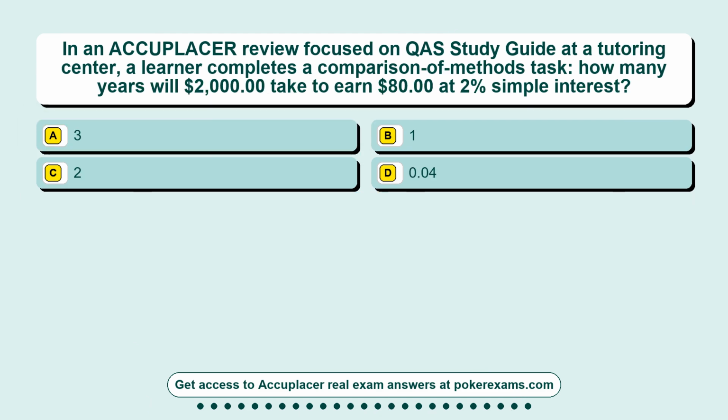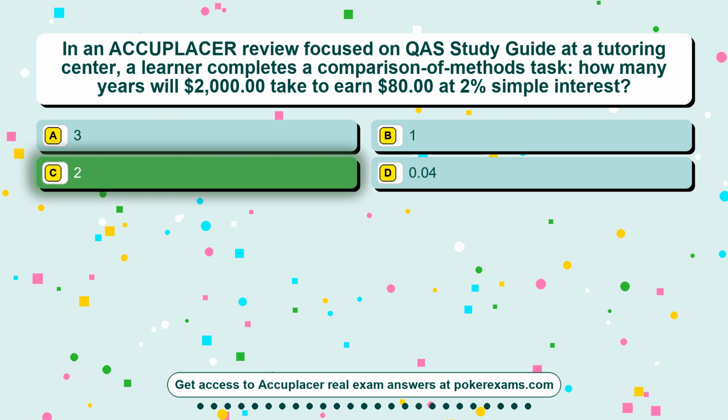Question 23. In an ACCUPLACER review focused on QAS study guide at a tutoring center, a learner completes a comparison-of-methods task. How many years will $2,000 take to earn $80 at 2% simple interest? Option A, 3. Option B, 1. Option C, 2. Option D, 0.04. The correct answer is option C, 2.